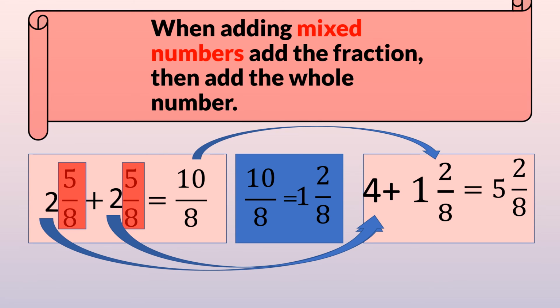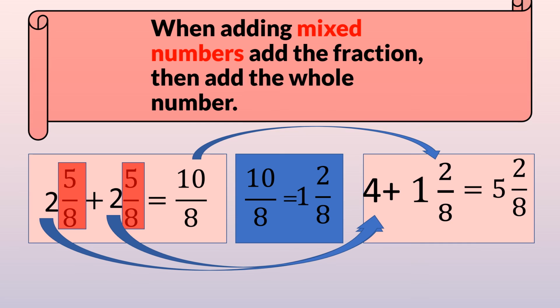Once again, 10/8 is an improper fraction. So now we need to change our improper fraction to a mixed number. So let's look in the blue box. We have 10/8 equal 1 2/8. Remember, we solved that mixed number problem previously. So now we have our mixed number, which is 1 2/8.